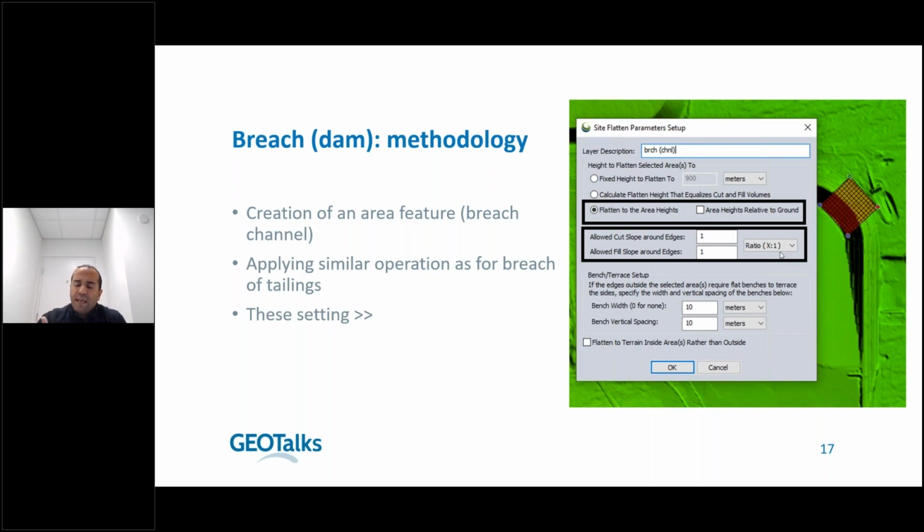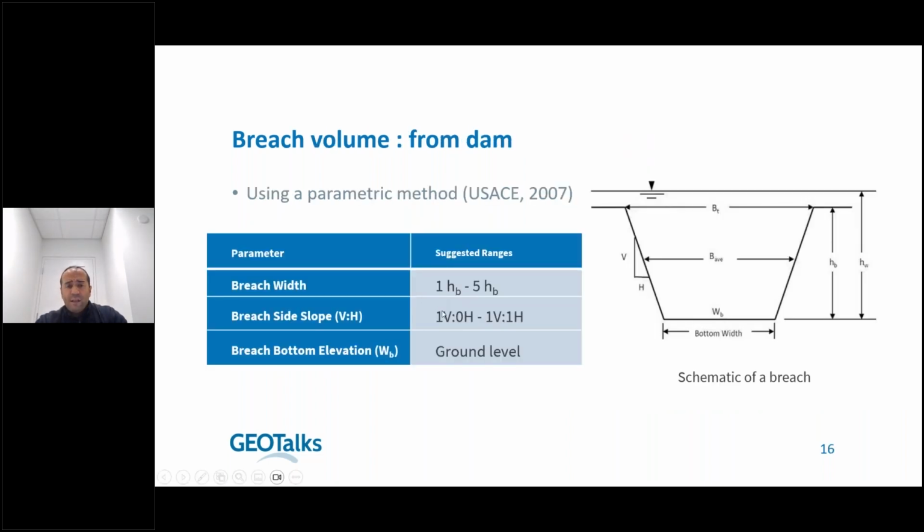Calculation of the tailings breach. Again, we create an area feature, as you can see here in the red. The area has no elevation so far, so we assign the elevation of ground to the vertices. But now, before flattening the site, we need to apply these conditions, these parameters.